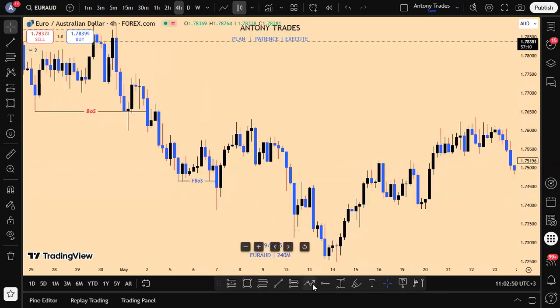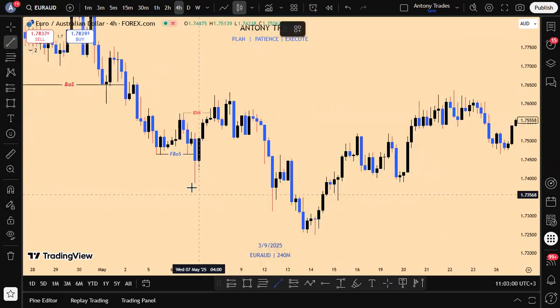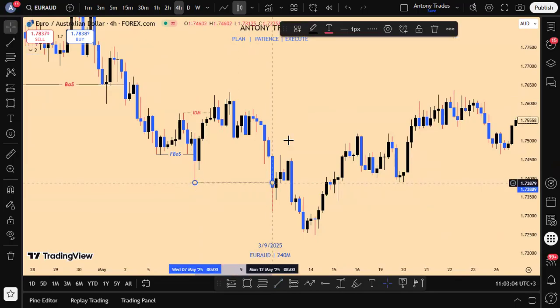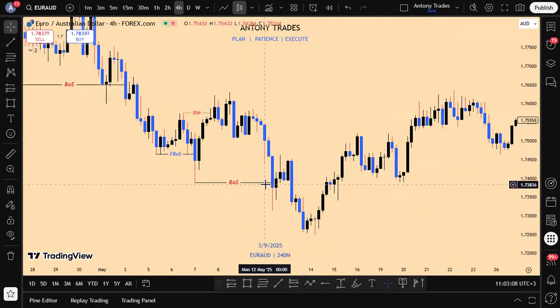After that, what do you see? Market came, swept the inducement above this high. You see that sweep of liquidity. After that, market came back and broke the structure to the downside like this. Now this becomes a valid break of structure. Why? Market swept liquidity before breaking the structure. Are you getting the point?